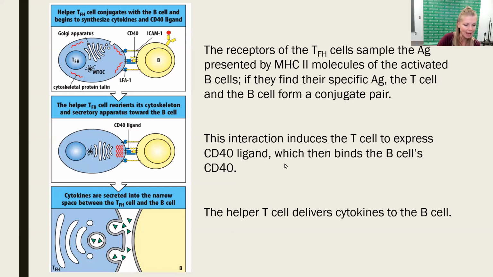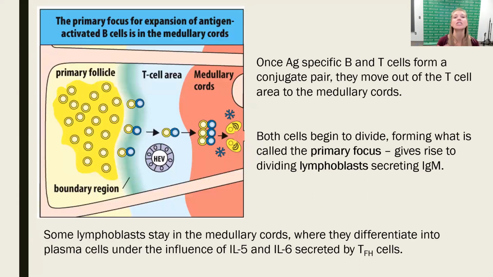So that's what's really happening in this image here, where we have our CD40 ligand binding to CD40, and then the cytokines, probably IL-21, being delivered to the B cell. There's other cytokines as well, depending on what type of antibody is needed. But these B cells then will get the cytokines and then start to go through expansion.